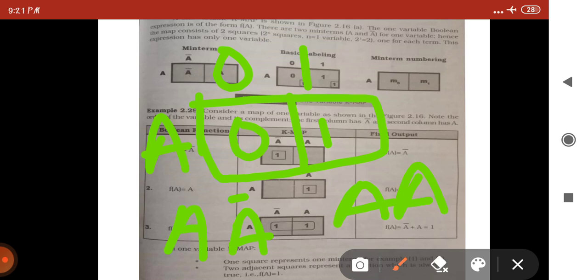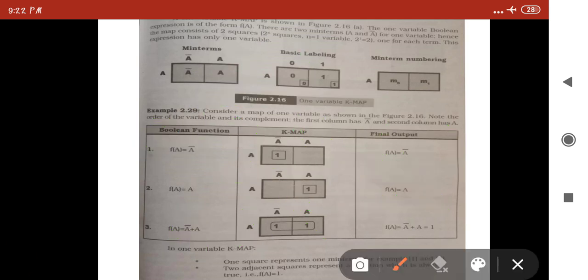Minterms: the first expression is m0, and the next is m1, which can be written like that. This is the K-map of that one. For example, take a Boolean expression f of A equals A bar.